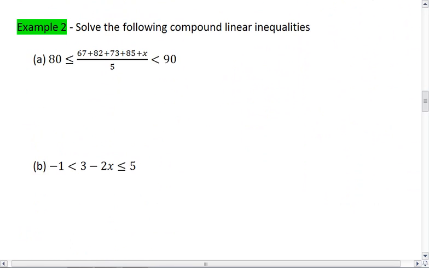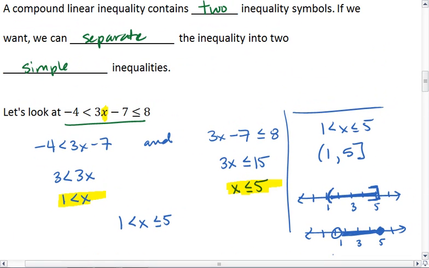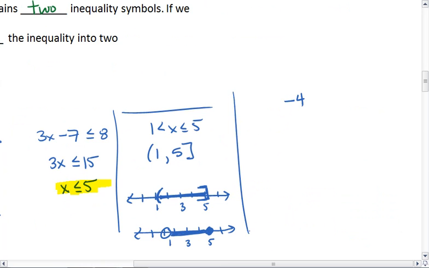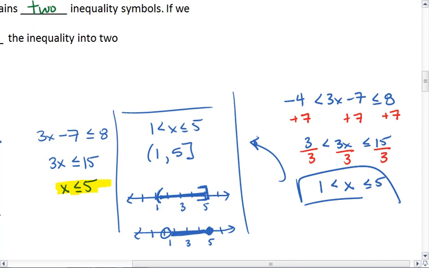Now that we've looked at that one, let's look at example 2. Before we do, there is another way you could solve this problem. So we have negative 4 is less than 3x minus 7 is less than or equal to 8. If you can perform all the algebra without separating the inequality, we can add 7, but in this case we need to add 7 to all 3 parts. So we get 3 is less than 3x is less than or equal to 15. Now we can divide by 3, but we want to again make sure we divide all 3 parts. We get 1 is less than x is less than or equal to 5, which is the same thing I saw when I split my inequality apart.